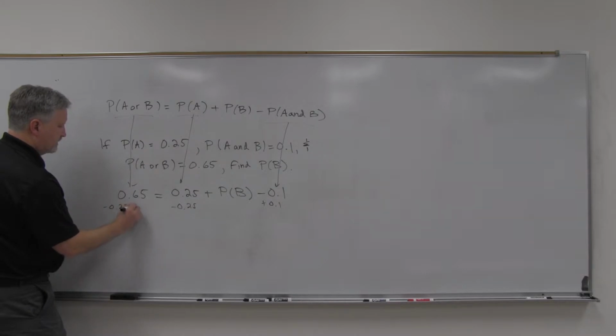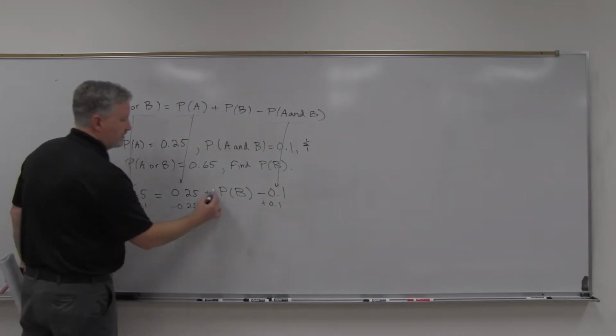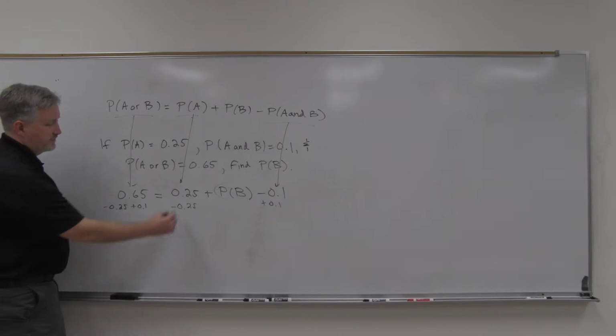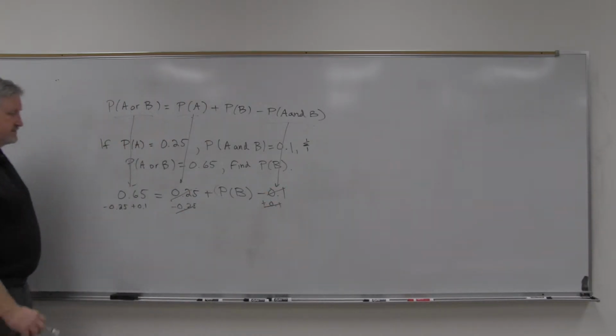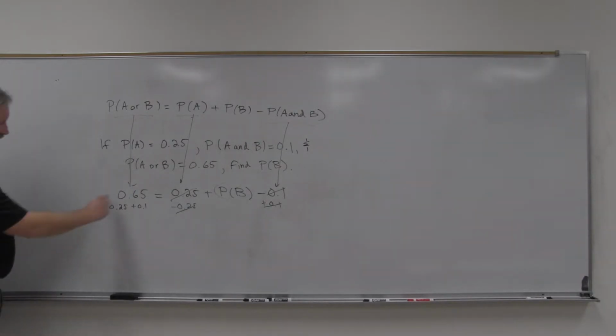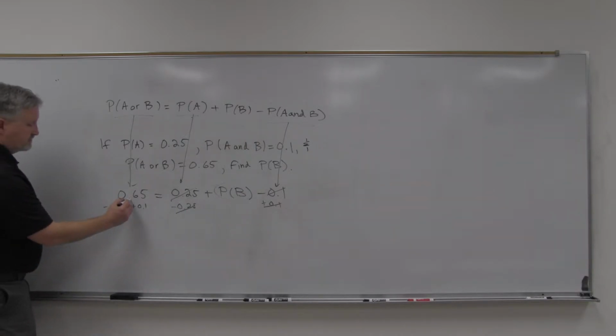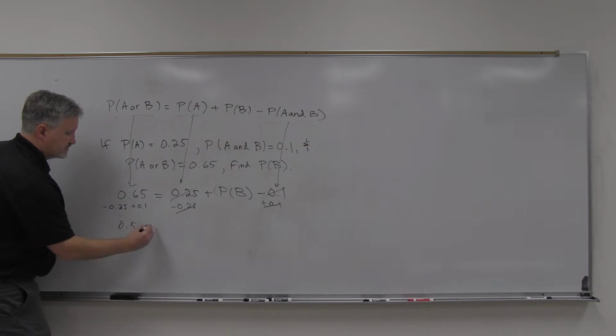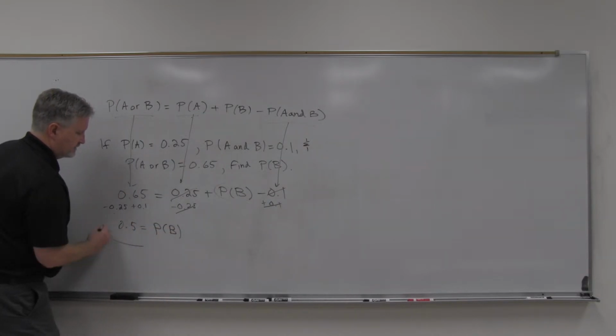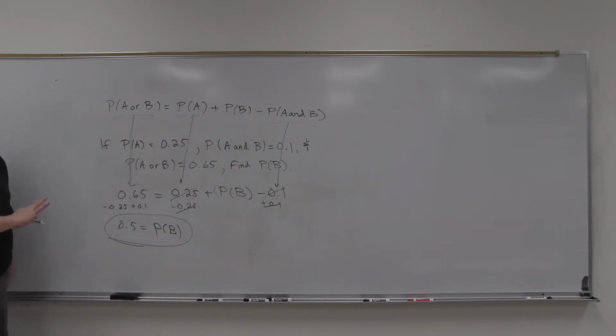Basically, what I need to solve this is the probability of B on its side by itself. So subtract the 0.25, which gets rid of it there. Add the 0.1, which gets rid of it there. Now we just have to compute that. If I do 0.65 minus 0.25 plus 0.1, is that 0.5? Yes, 0.5. So the probability of B is 0.5. Is that okay?